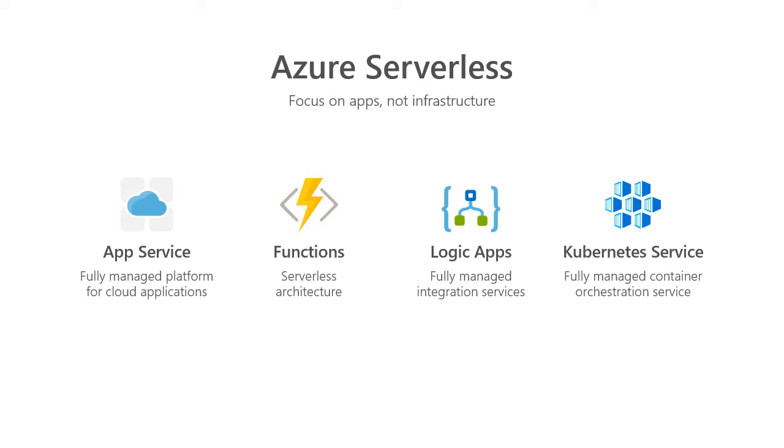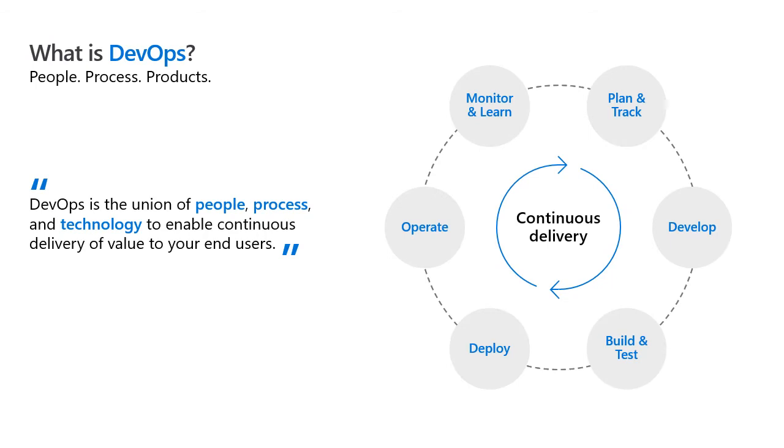So there are a number of components, and we will give you an overview in this webinar across each one. We have a fully managed platform for cloud applications called App Service, a serverless architecture called Functions. We have fully managed integration and flow services using something called Logic Apps. And then we also have a fully managed container orchestration service called the Azure Kubernetes Service, or AKS. Okay, so we'll spend the rest of the time in this webinar to talk on each one.